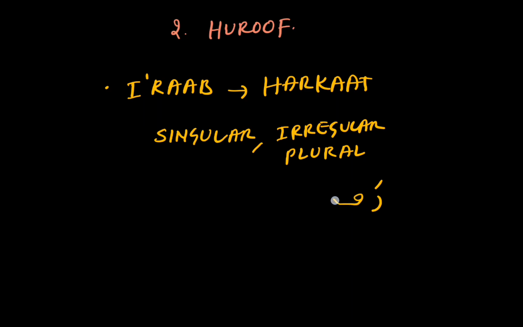If we talk about the rafa state, that is the marfu state, by seeing the dhamma at the end, we can say that the given noun is in the marfu state. The nasab state, that is the mansub state, can be identified by a fatha at the end. And the jar state, that is the majrur state, can be identified by a kasra at the end of the noun. We can identify these states in the case of singular nouns and irregular plurals.